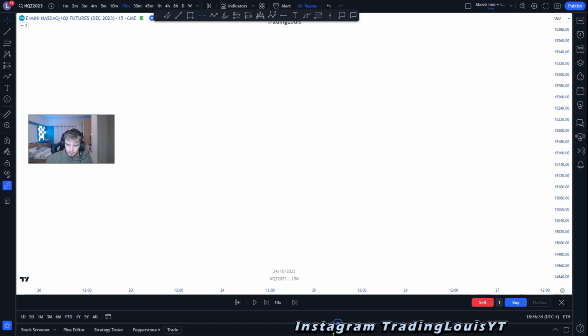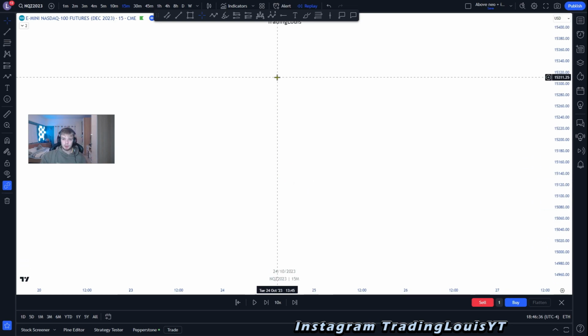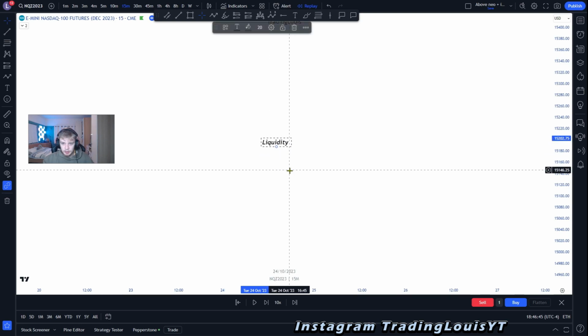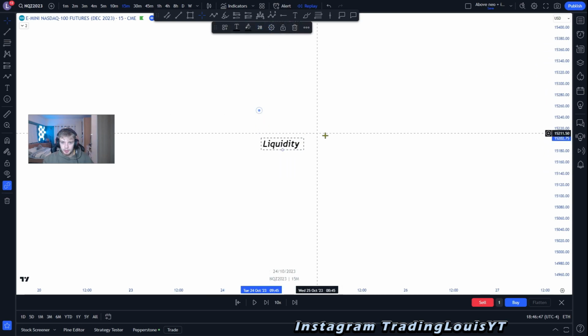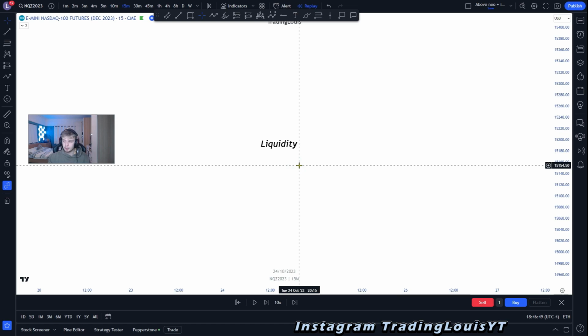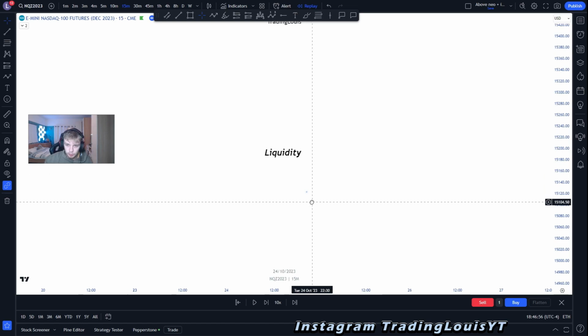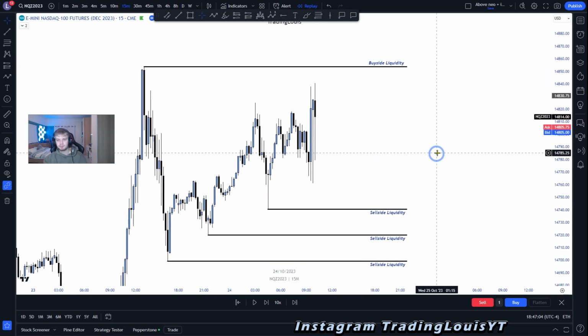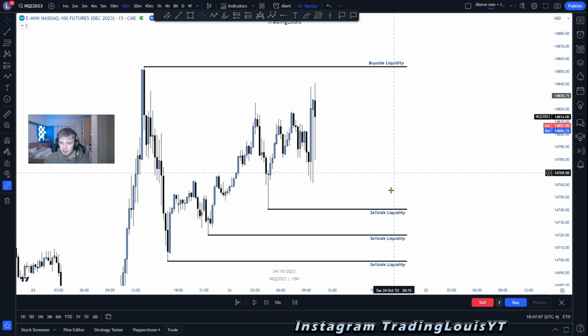I'm going to be starting off by teaching the most important thing that you need to know about trading, and that is liquidity. Now, if you don't know what liquidity is, all it is is where the buy stops and the sell stops are resting in the market. So you might be wondering, what do I mean by that? If we look right here, we have buy side and sell side.